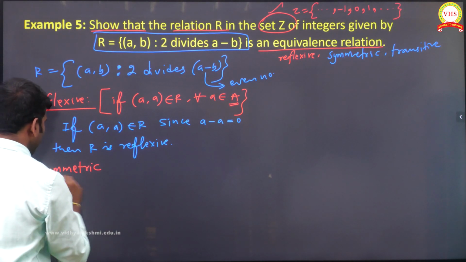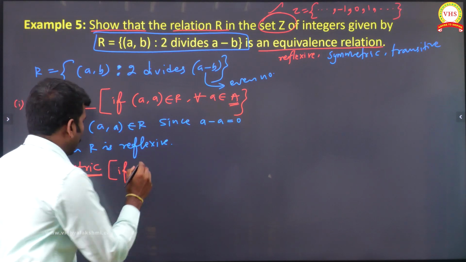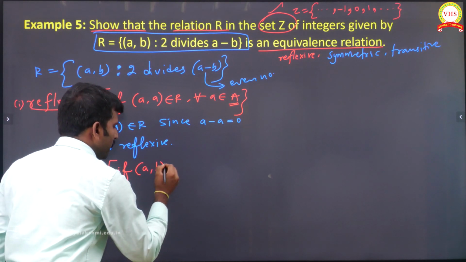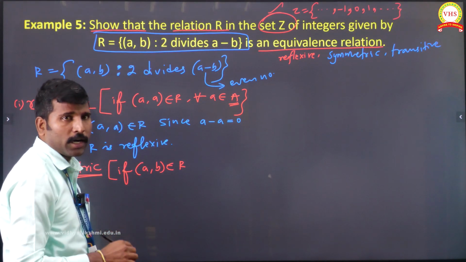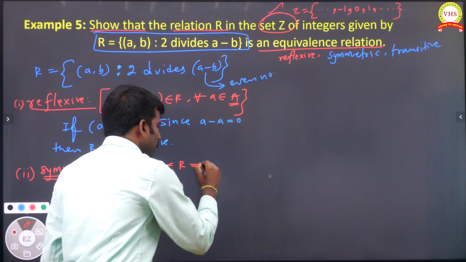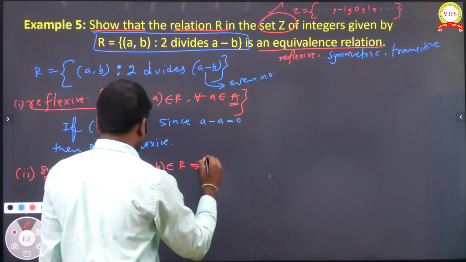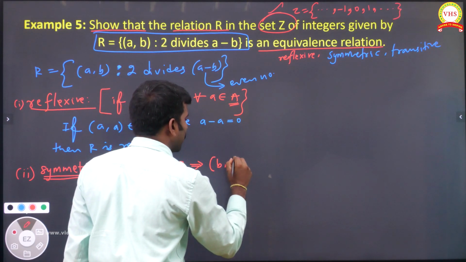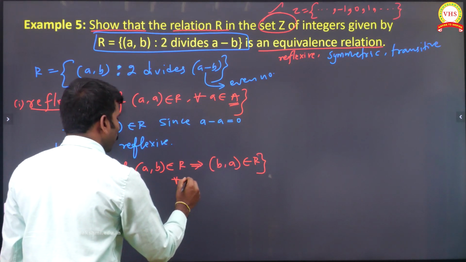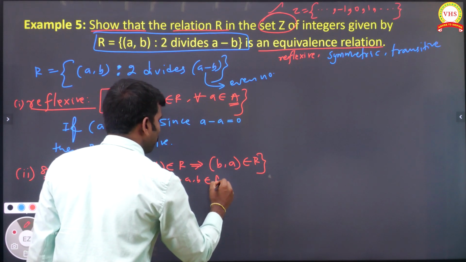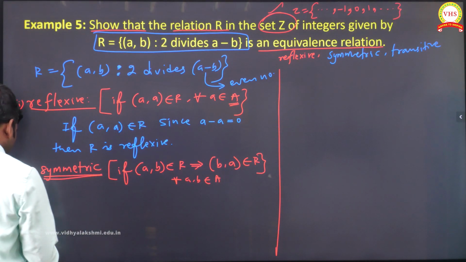Second is symmetric. Symmetric means what? Do you remember? 2 terms we have to take, one a, another one b. (a, b) must belong to the relation R. So what do you want to get? The reverse portion should also be there in R. The reverse portion is (b, a), which should also belong to R, for all a, b belongs to A. Understand? Now let's go for checking this.